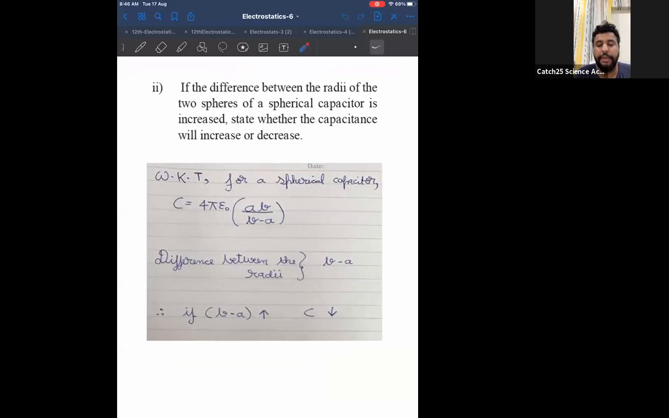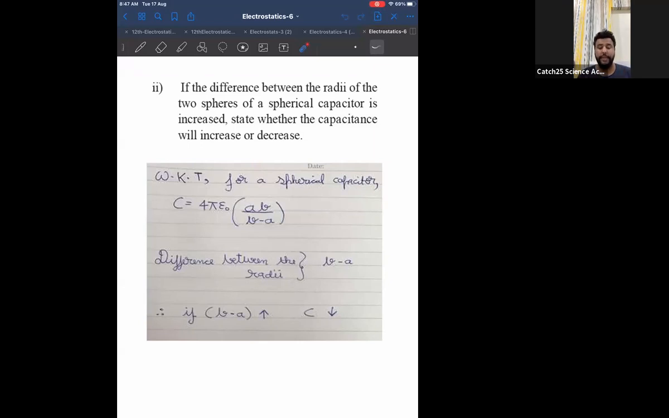They are saying if the difference between the radii of the two spheres is increased. Difference between the radii means B minus A is increased. Why B minus A? Outer radius minus inner radius is difference in radius. And if B minus A is increased, that means if the denominator is increased, can I say the total term will decrease? If the denominator will increase, the total term will decrease. In this case, the total term is capacitance. Therefore, if B minus A increases, that is, if the difference between the radii increases, the capacitance decreases.